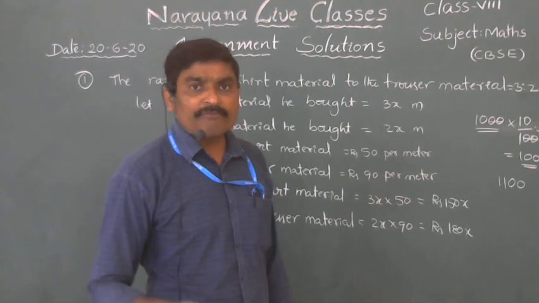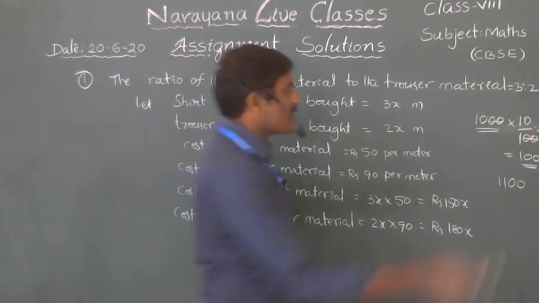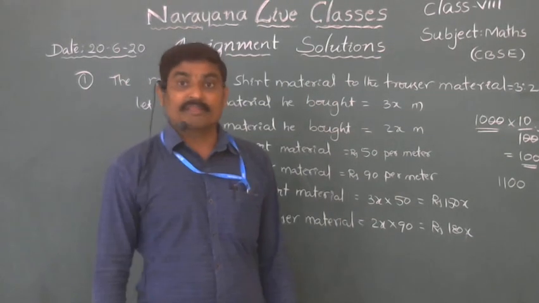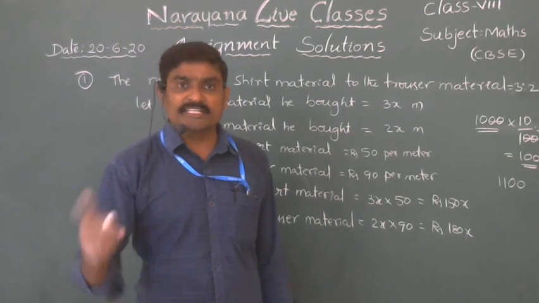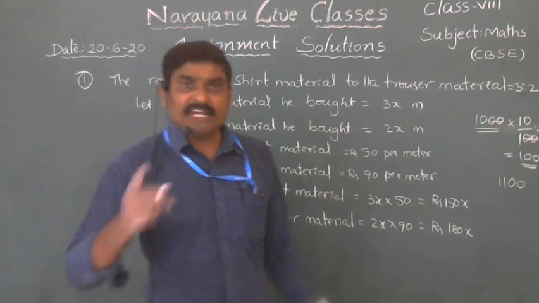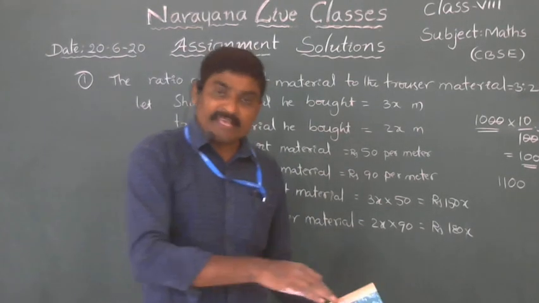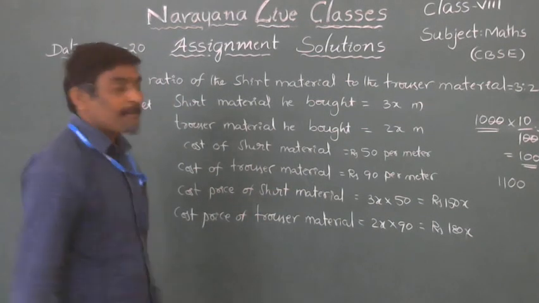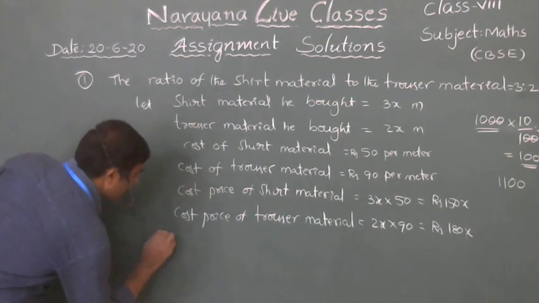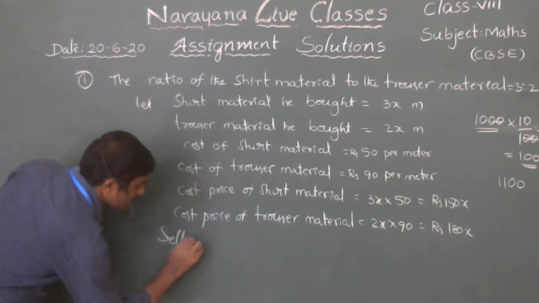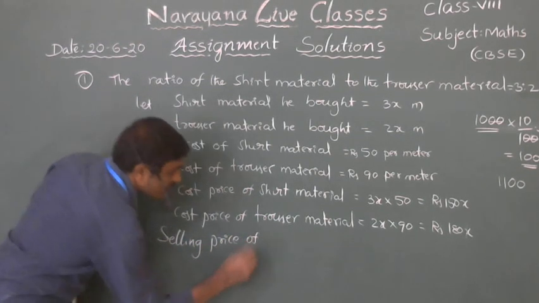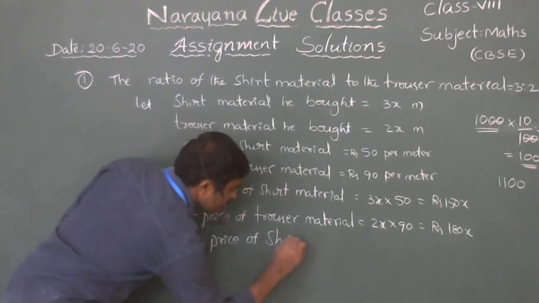How will you find the profit? Cost price into percentage of the profit. That profit will be added to the cost price, and we will get the selling price. So let us find the selling price of the shirt material.